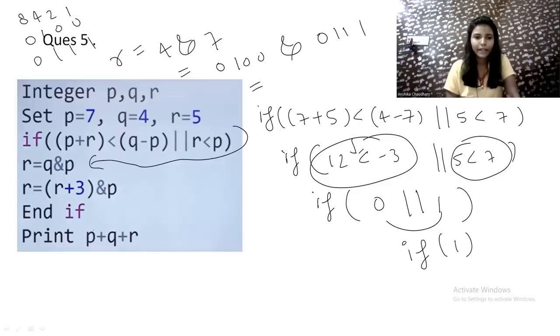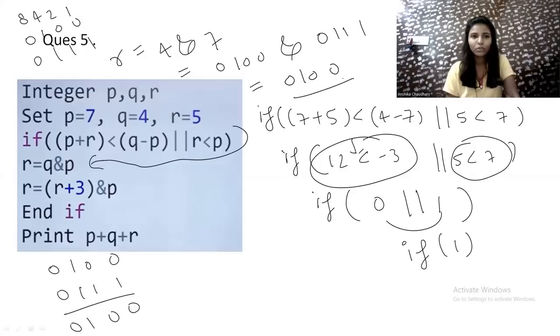Now we have to perform the AND operation. Oh, I lost my cursor. So 0 1 0 0 and 0 1 1 1. Okay, so we will get 0 1 0 0. We will get 4. It is 4.